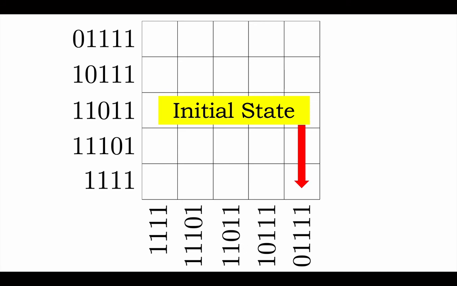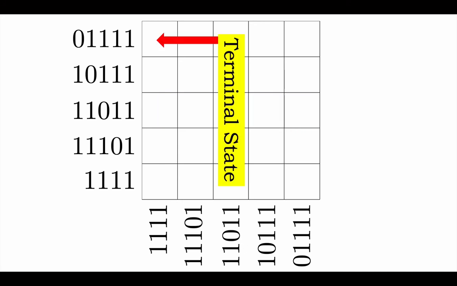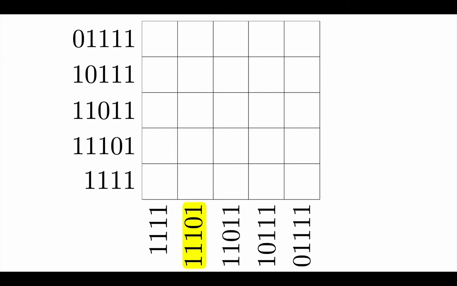That's the state we're starting from. And the ones along the left side are going to be the terminal state. Those are the ones we're ending at. Let's take a particular state. Let's look at the state 11101. Where are the ones in it? They are in positions 1, 2, 3, and 5.